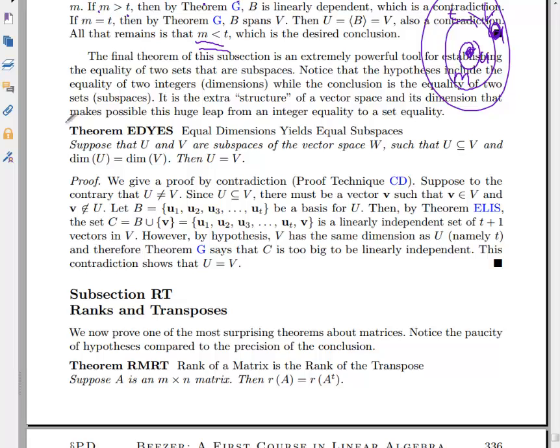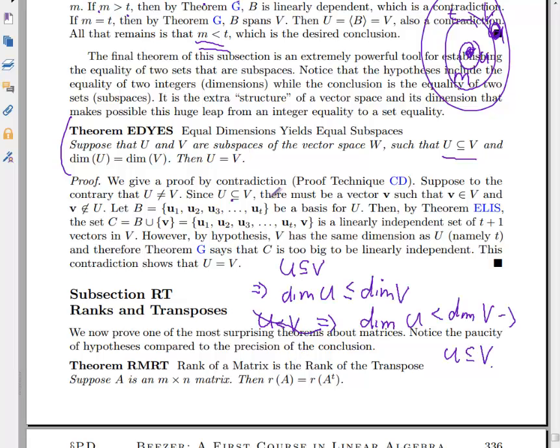Okay, so this theorem is related: equal dimensions yields equal subspaces. Suppose that U and V are subspaces and that U is contained in V. Now this containment could be equality. And suppose the dimensions are equal, then the two spaces are equal. Let's follow this proof. These are the suppositions. U and V are subspaces, U is contained in V, and the dimension of U is equal to the dimension of V. So those are all given.